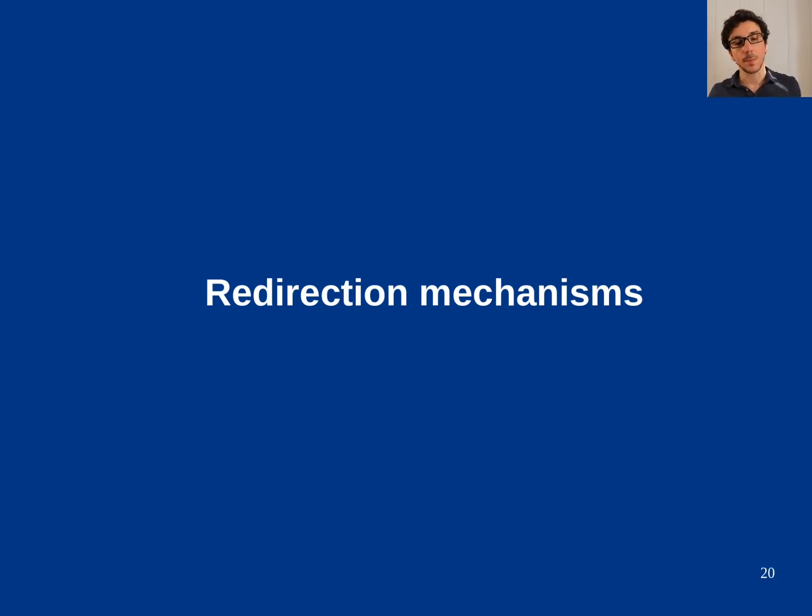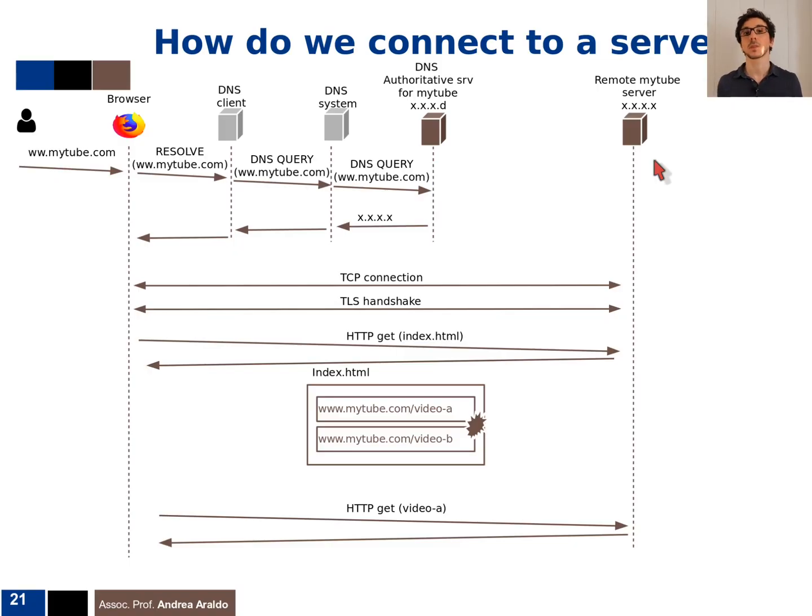Let's see how we can implement redirection mechanisms. Before talking about them, let's start with the basics. Okay, let's start with the simplest possible situation in which the user directly downloads content from MyTube.